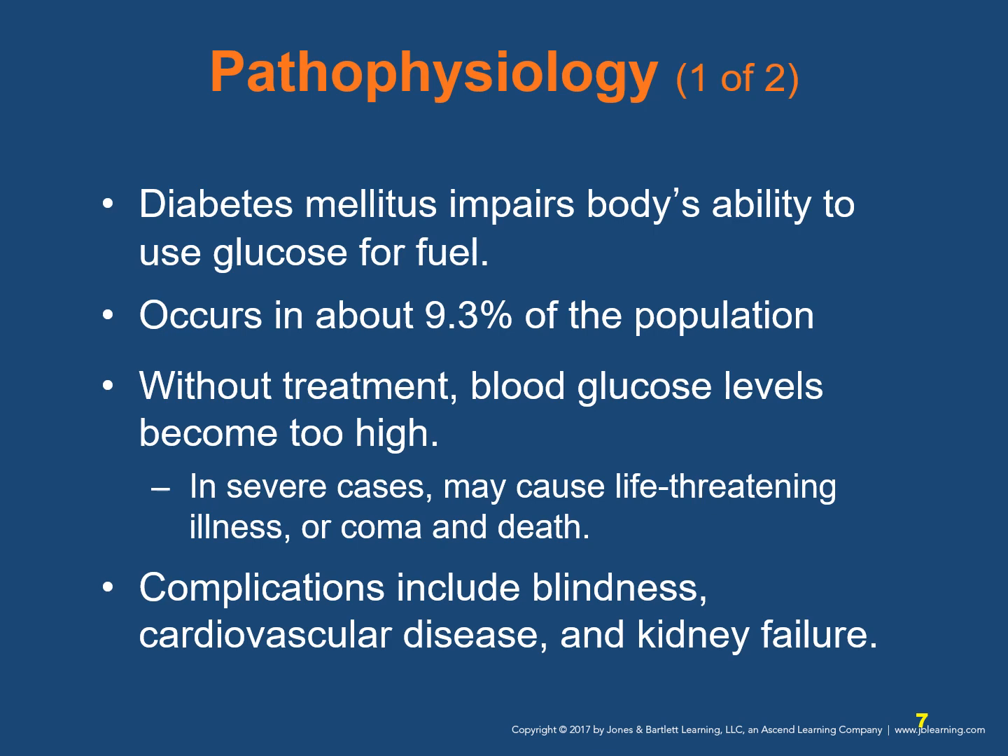Without treatment, blood glucose levels become too high. In severe cases, it may cause life-threatening illness or coma and death. If not managed well, it can have severe complications such as blindness, cardiovascular disease, and kidney failure. There are three types of diabetes: diabetes mellitus type 1, diabetes mellitus type 2, and pregnancy-induced gestational diabetes.